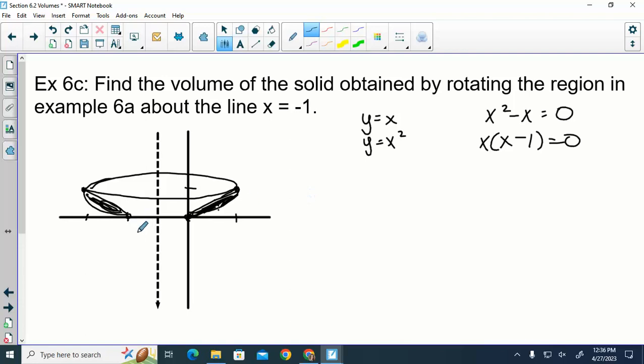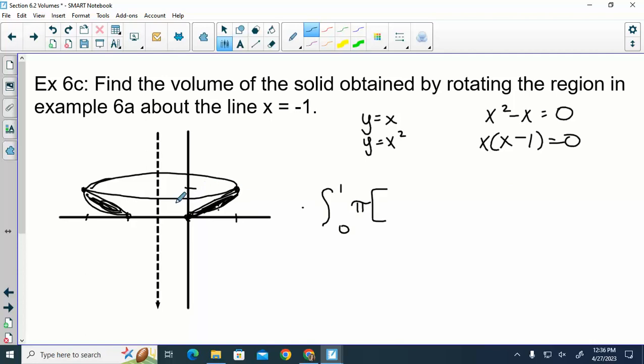Now, because I'm rotating around a vertical line, would I integrate with respect to x or y? With the y's. Okay. So we're going to do the integral. Since everything is in y, my bottom has to be the lowest y value. So where does this start? When y is 0, and it stops when y is 1.